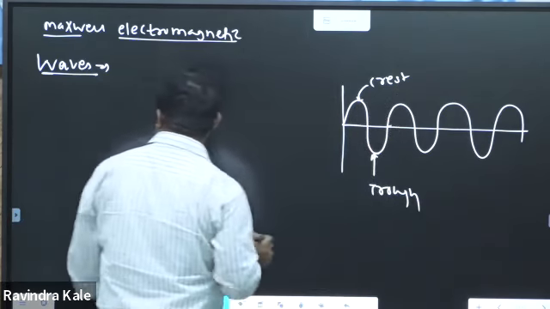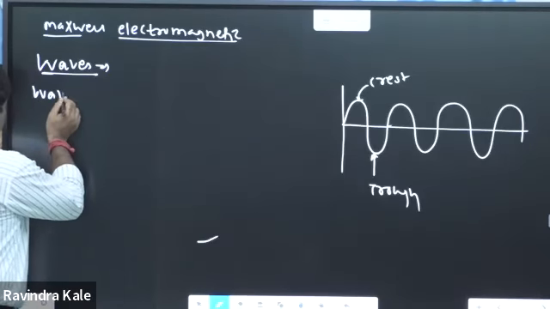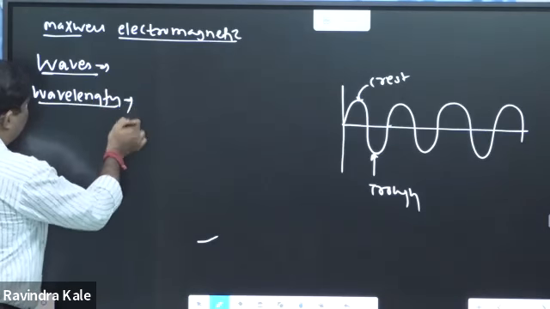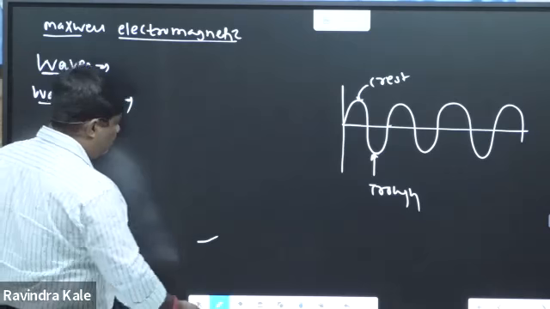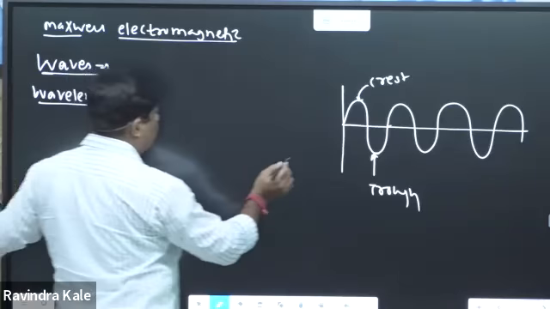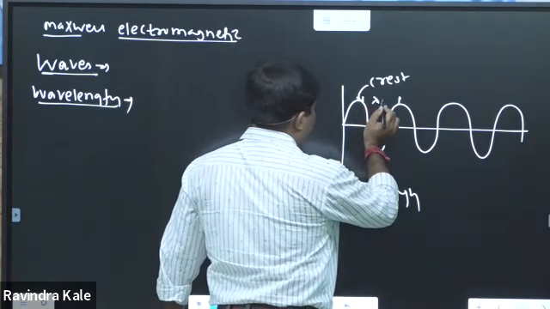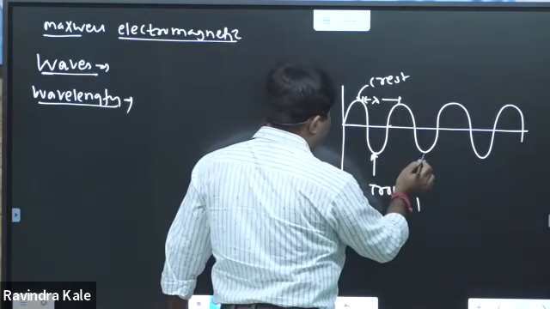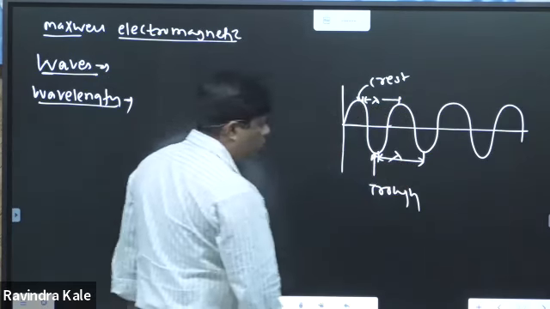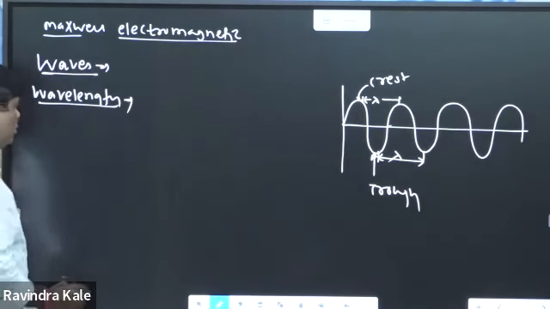Then what is the meaning of wavelength? वेव्हलेंथ काय असेल? The distance between two consecutive crests or troughs. This is the crest. This is also a crest. The distance between two consecutive crests or the distance between two consecutive troughs is called as the wavelength.